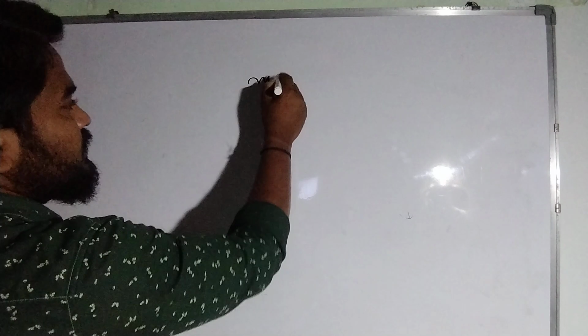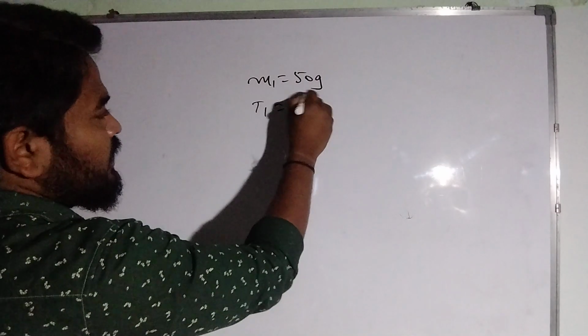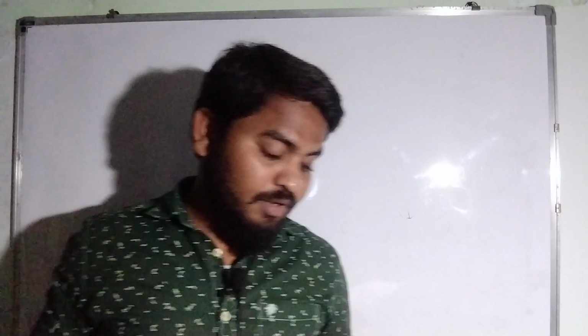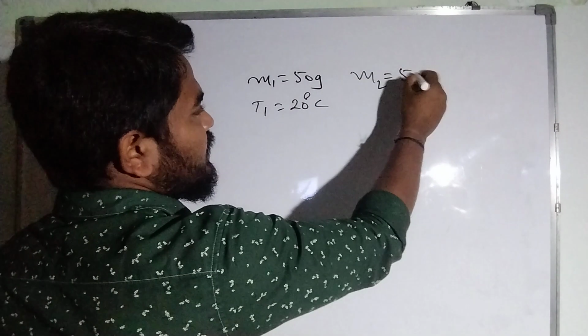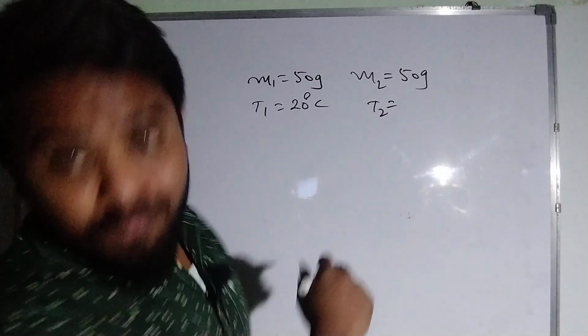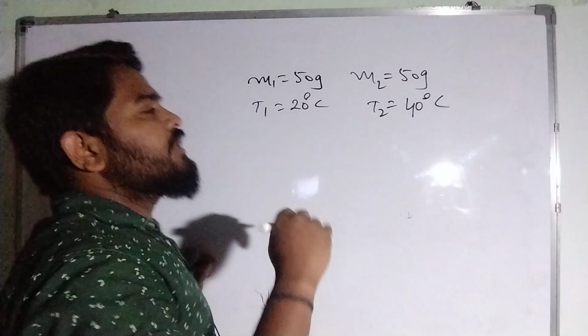So what is that? 50 grams of water at 20 degrees Celsius, m1 is equal to 50 grams and t1 is equal to 20 degrees Celsius, right? And at the same time, one more thing, 50 grams of water at 40 degrees Celsius temperature, right? So another substance is also the same, 50 grams of water, at how much temperature it is, 40 degrees Celsius, right? So 40 degrees Celsius. Now let us solve.